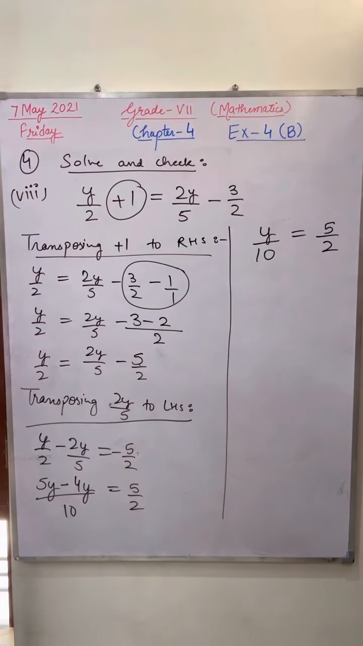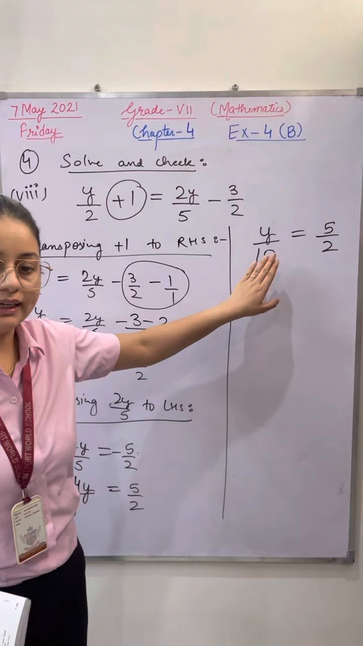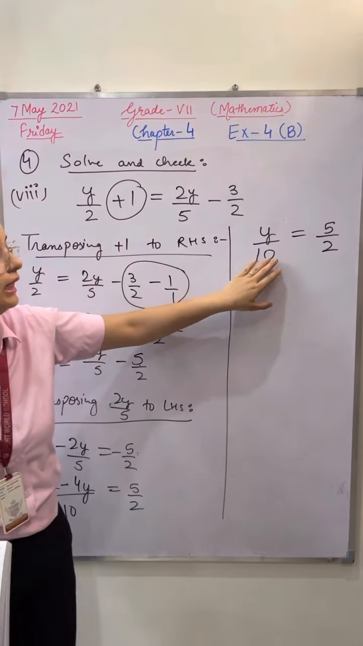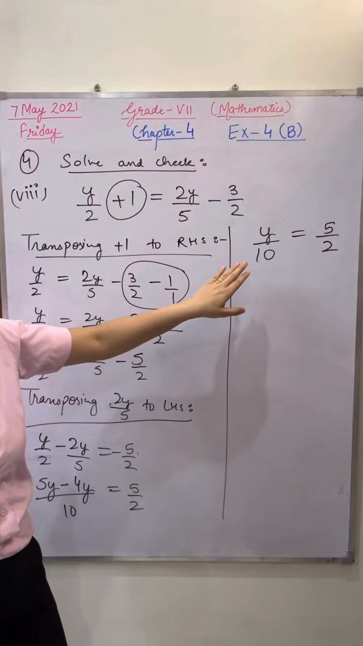Now the last step. On the left hand side there should be only x or y left. Only x and y should be left on the left hand side. So what will you do now? You have to divide both sides by 10 or multiply both sides with some value. What will you do? At the last you will go for the division or multiplication.